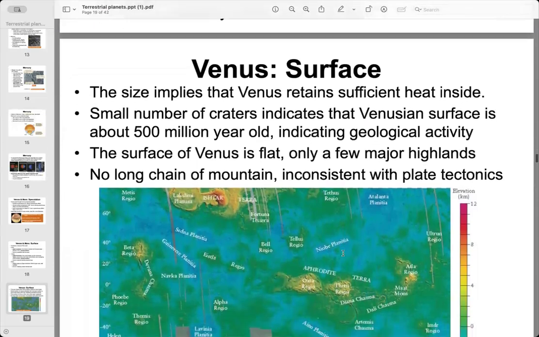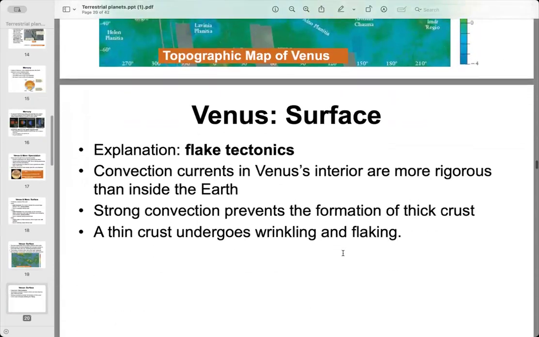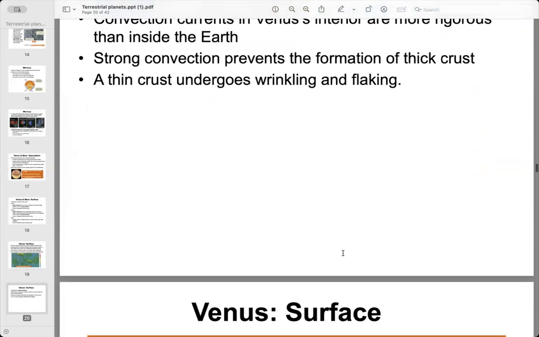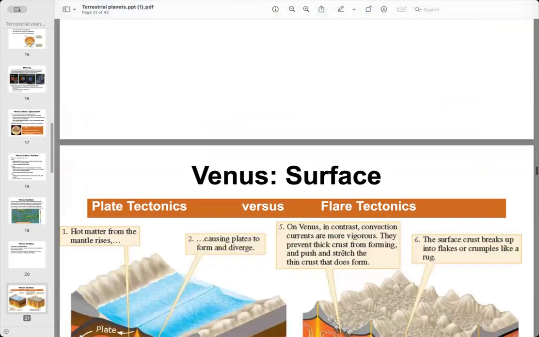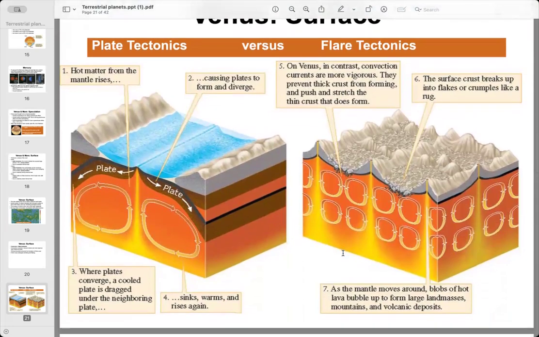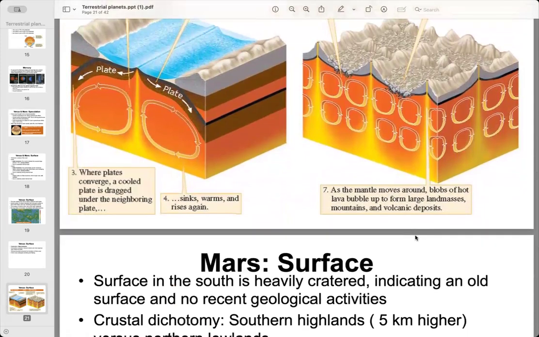All right, here are some more details that I won't go over right now. This is just repetition and more elaboration of the things we talked about. Here are two pictures showing the difference between plate tectonics of Earth and the flake tectonics of Venus.